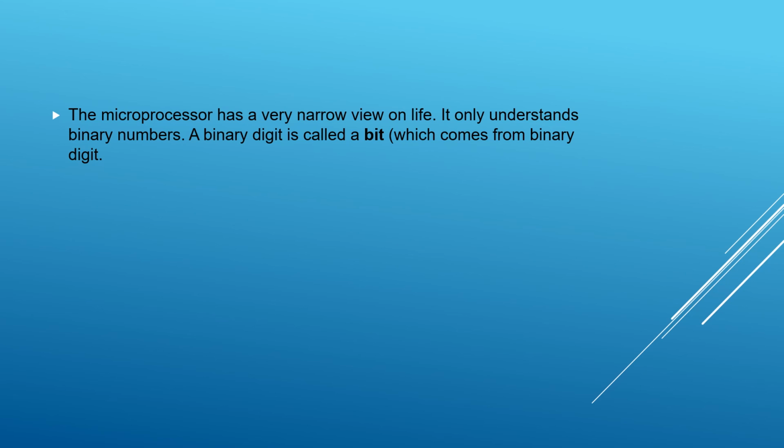The microprocessor has a very narrow view of life. It only understands binary numbers. A bit comes from binary digit. So in order to understand how memory works, you only have to understand how memory will store a 0 and a 1. Every data and program is stored in the form of zeros and ones. So if you save a song in your phone, it's not saved as a song, it's saved as a series of zeros and ones.